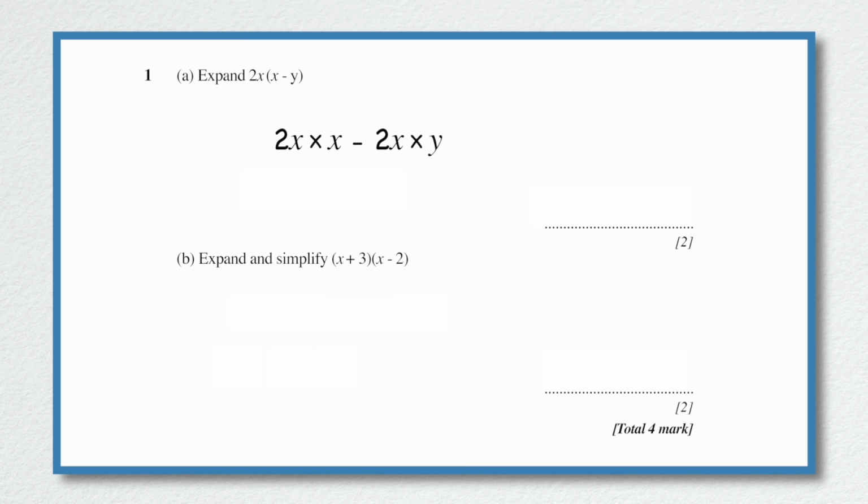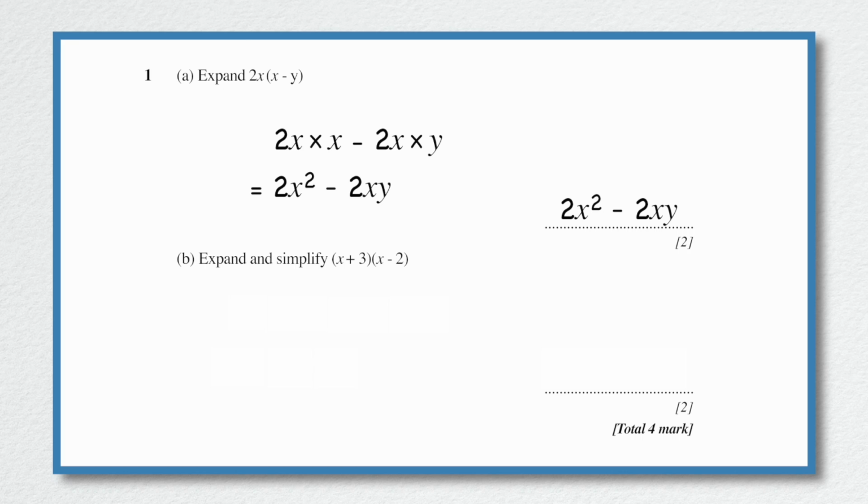That step will give you a mark. But there are 2 marks on offer. This is because we can simplify this answer. 2x multiplied by x is equal to 2x squared. Subtract 2x multiplied by y, which is 2xy. And there's the answer. So the expression for which 2x and x subtract y are factors is 2x squared subtract 2xy. And that answer will give you 2 marks.